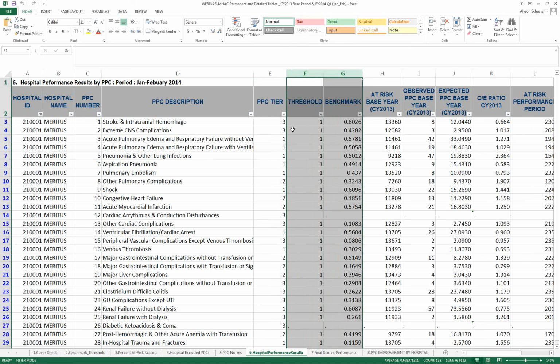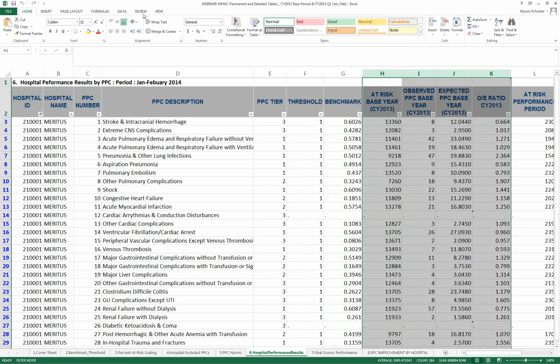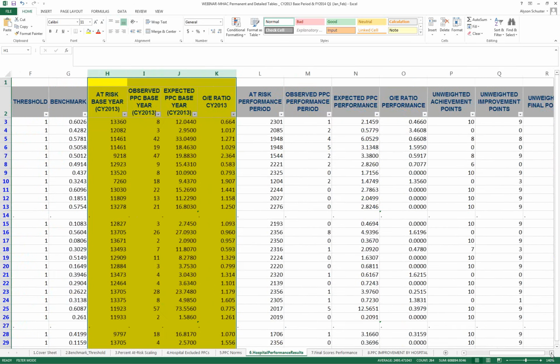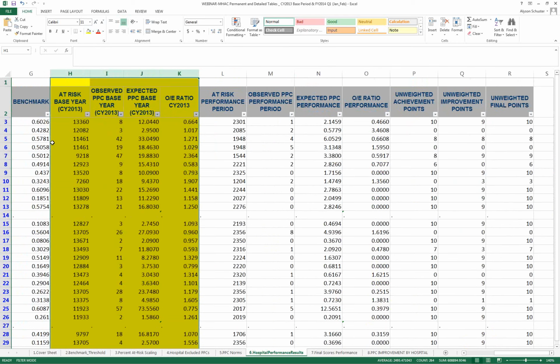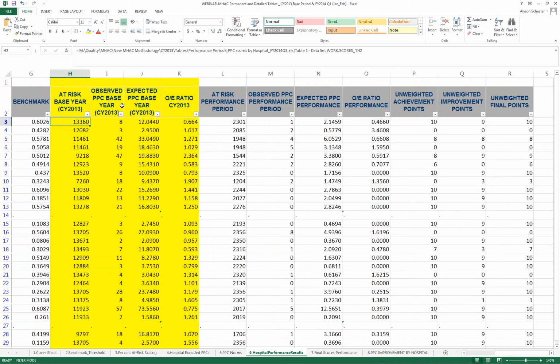These next two columns show you the threshold and the benchmark. And again, these are calculated based upon the calendar year 2013 base period. These next four columns, which I'm going to go ahead and highlight in yellow, are actually your base year information. So this is telling you how many people were at risk for PPC1, how many observed cases you had, how many expected, and then your observed to expected ratio.